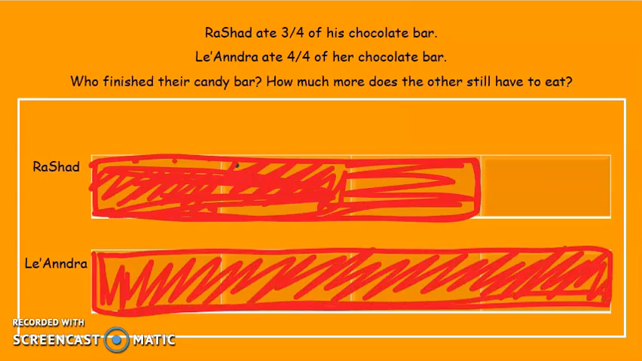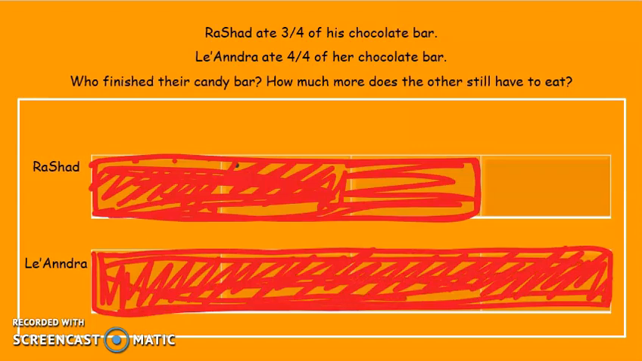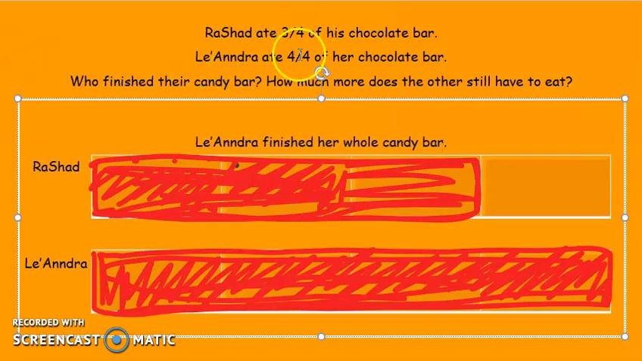So now that I have my models drawn to help me see what 3/4 and 4/4 look like, I need to answer my question. Who finished their candy bar? I think we can see easily that Leandra finished her candy bar. So I'm going to write right here, Leandra finished her candy bar. And I'm actually going to use those good vocabulary words we talked about. Finished her whole candy bar, because 4 out of 4 up here, she got 4 out of our 4 slices. So that means it's 1 whole.